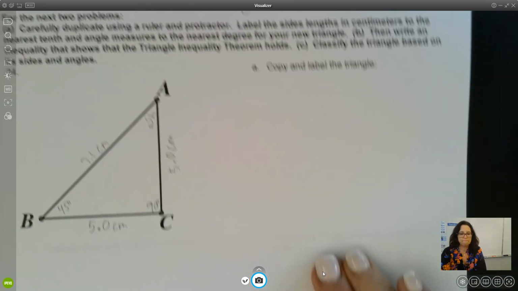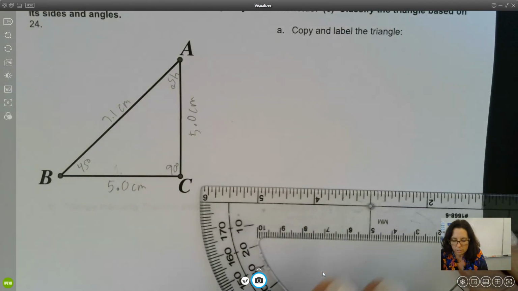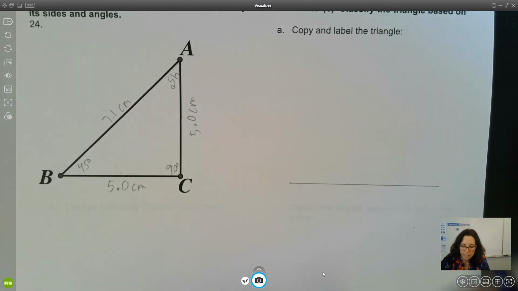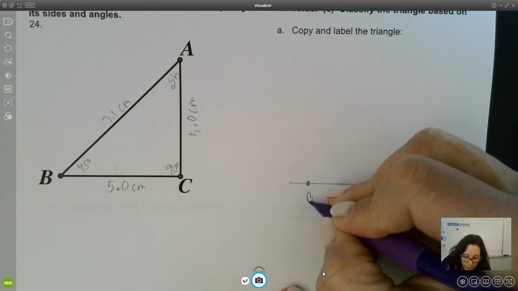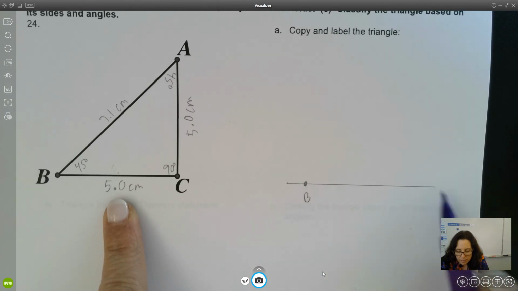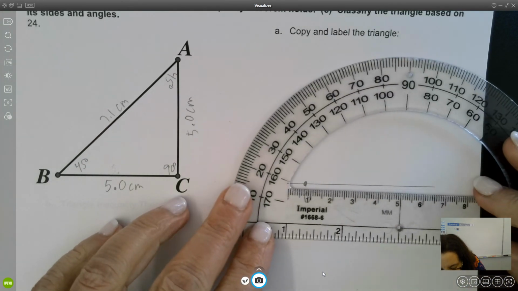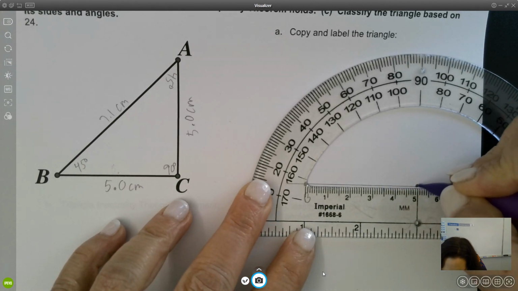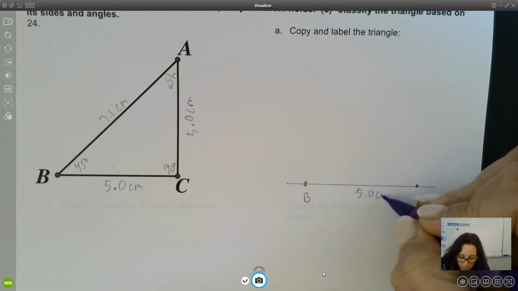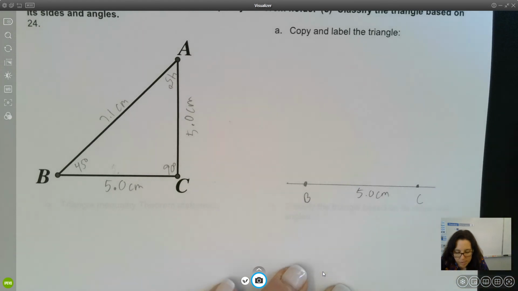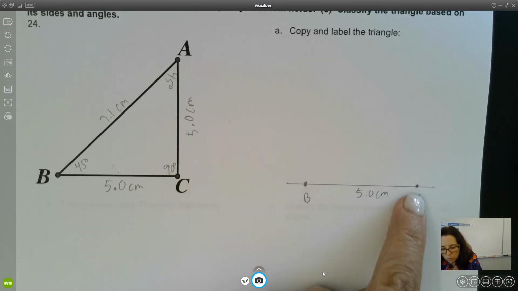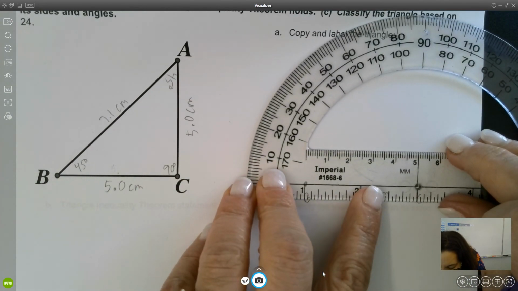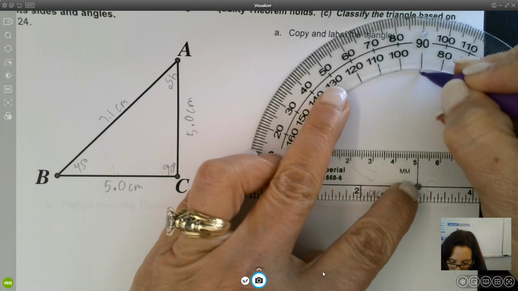Now I'm going to duplicate. So I am going to just draw a straight line. I didn't do any measuring. Okay, let's label right here B, and I need to measure 5 centimeters till I get to C. If I start at 0, I'm going to mark this at 5. 5.0 centimeters, and this is labeled C. I need a 90-degree angle right here. Don't eyeball it, you're using your tools. 90 degrees, I need to go through that line right there.